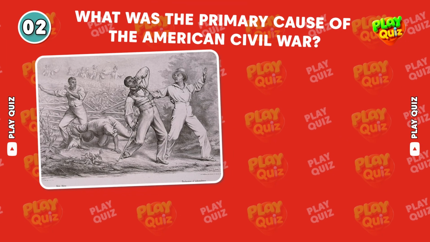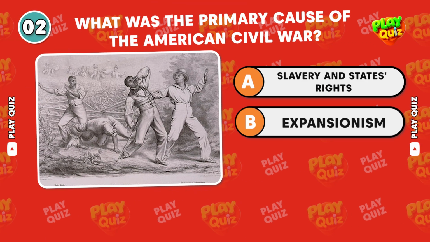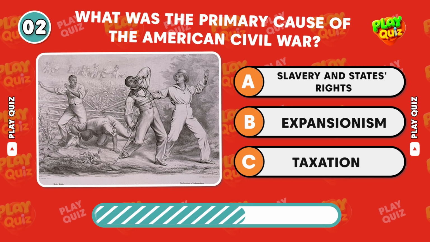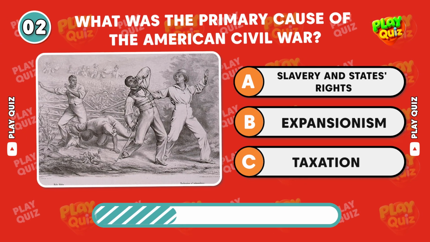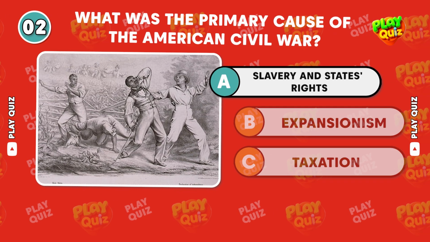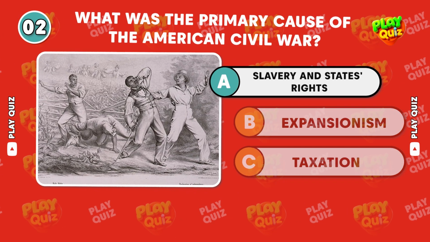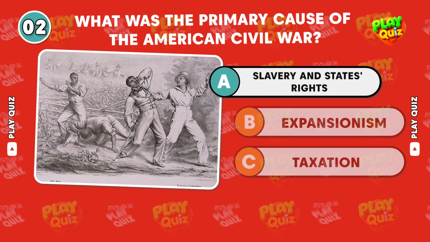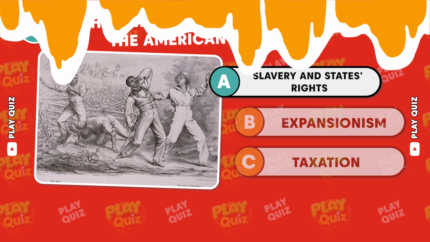2. What was the primary cause of the American Civil War? Correct answer, slavery and states' rights. The Civil War lasted from 1861 to 1865 and resulted in the abolition of slavery in the U.S.